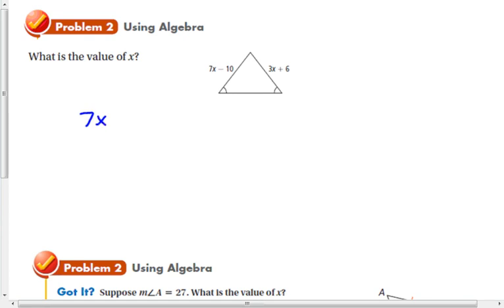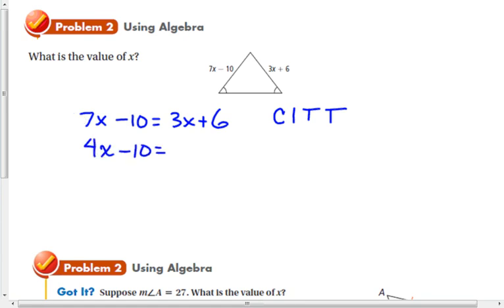I think we can say that 7x minus 10 is equal to 3x plus 6. And that is because of the converse of the isosceles triangle theorem. Let's call that CITT, converse isosceles triangle theorem. If I subtract 3x from both sides, I get 4x minus 10 equals 6. Add 10 to both sides, I get 4x equals 16. Divide both sides by 4, and I get x equals 4. All right, you try that.